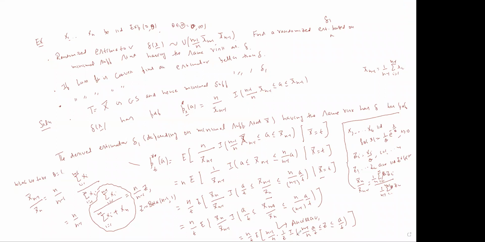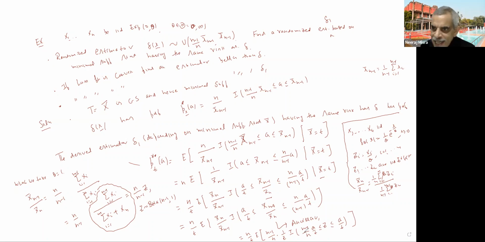Okay, good. Now I need to remember this because I am going to the next page. Let me write it down so that when I write down in the next page, this is n by t, expected value of n minus 1 by n, 1 by z, indicator n minus 1 by n, a by t, less than or equal to z, less than or equal to a by t. And z has beta n minus 1, 1. Good. So let me just go to the next page.